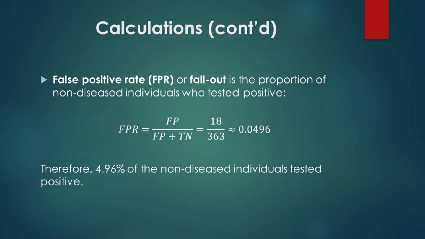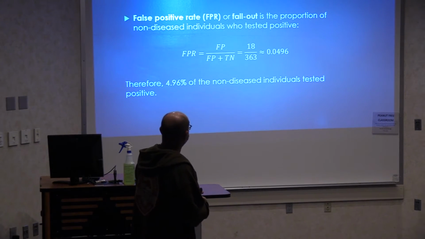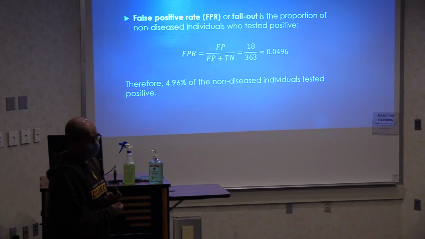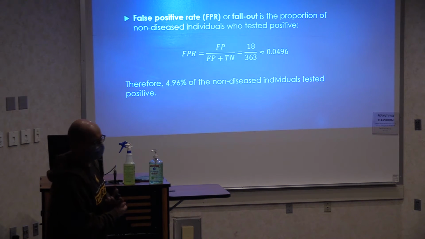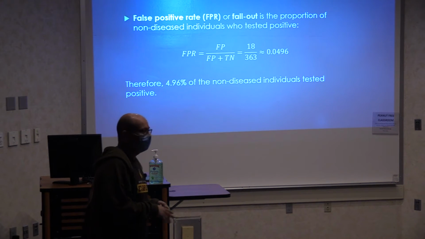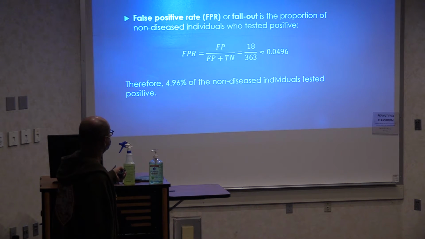False positive rate. That's the proportion of non-diseased individuals who tested positive. So we have false positives in the numerator, right? And we have false positives and true negatives in the denominator. And we would like this number to be very, very small, preferably under 5%. Some people would say under 10%, but anyway. So what does that mean? That means that 4.96% of the non-diseased individuals actually tested positive. Keep that number as small as possible, if you can get that.